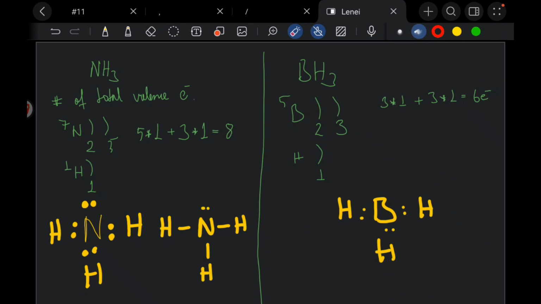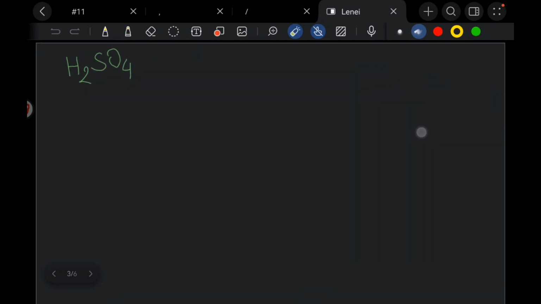And we can continue to more complicated examples, or harder ones. H₂SO₄ is one of the harder molecules, I think, so therefore I chose it. And firstly we have to calculate the number of valence electrons for that molecule. We have 2 hydrogen atoms, and hydrogen has 1 valence electron.